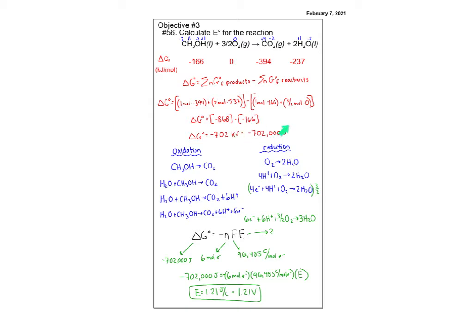Notice my delta G was negative, which indicates that this is a thermodynamically favorable reaction, and my voltage is positive, also indicating a thermodynamically favorable reaction. So your delta G and your E cell are related.